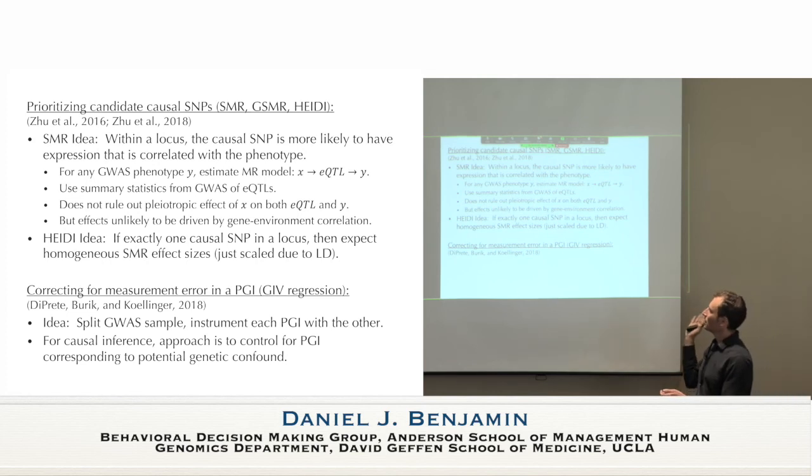And so you should estimate a homogeneous effect size. So you can do a test for homogeneity, and if you reject it, then you say that there's more than one causal SNP in this locus.